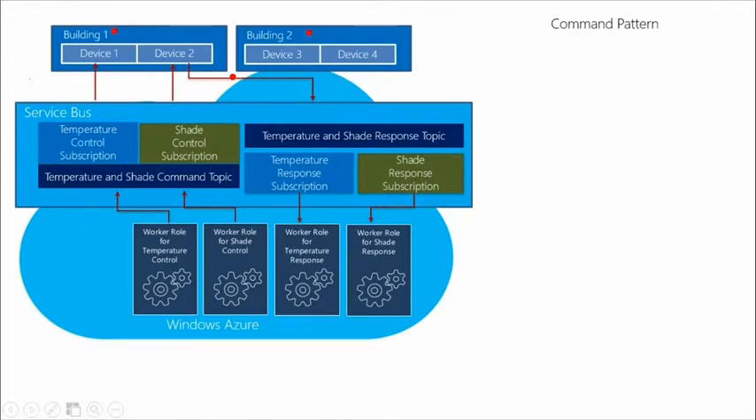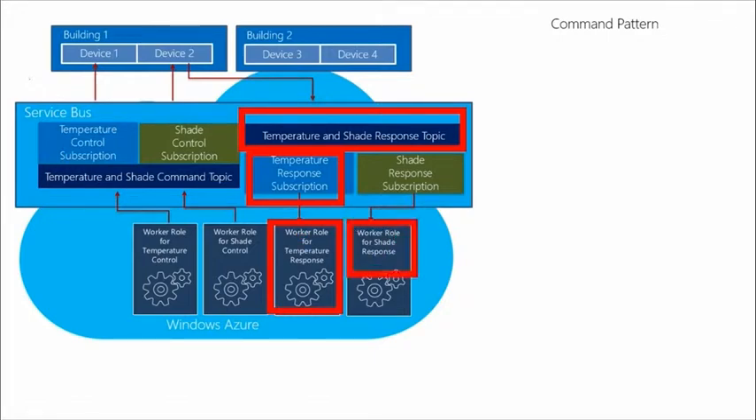Well, with the Azure Service Bus, you have this concept known as topics and subscriptions. So notice, for example, device 1 and 2 could write information over here to the temperature and shade response topic. It might report the temperature in the building or the amount of ambient light. Well, you could have worker roles over here that subscribe to the temperature subscription, and this worker role would just get temperature information. It wouldn't get ambient light information. But this worker role here might be listening for shade information. It therefore has a subscription to the shade subscription. So this is a way for worker roles to get only certain types of messages that are put onto the service bus by a device.